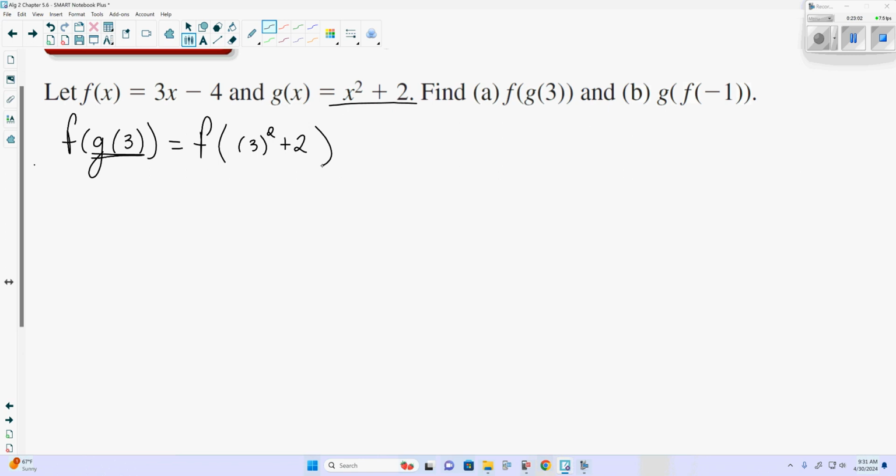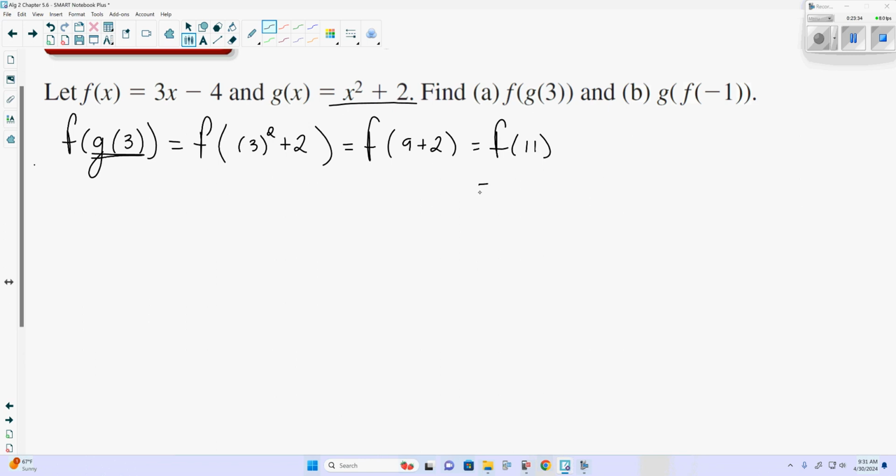Can we plug in 3 squared plus 2 in the calculator? Can we evaluate it? Yeah, there's no reason not to. Because 3 squared is 9, and 9 plus 2 is 11. We could do it by hand or let the calculator do it for us. Because plugging in 3 squared plus 2 into f of x is a little more complicated than just plugging in 11. So might as well just plug in 11 into f of x.